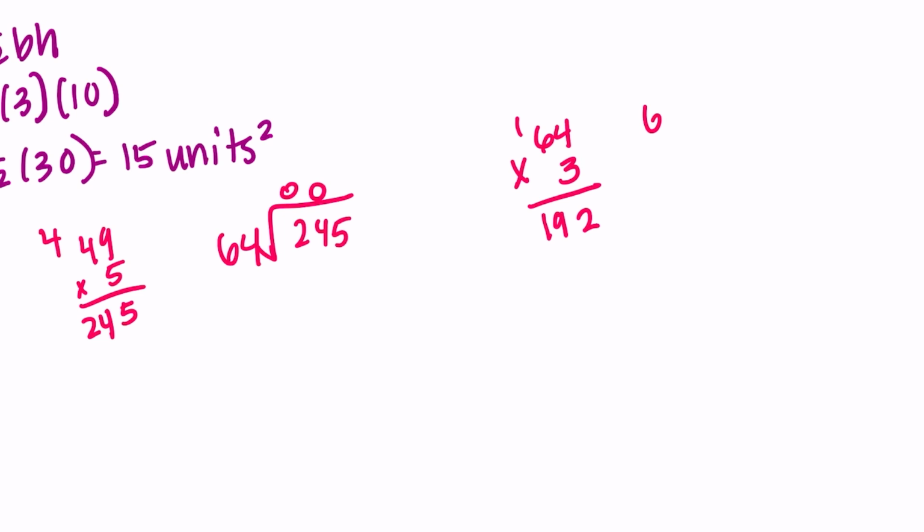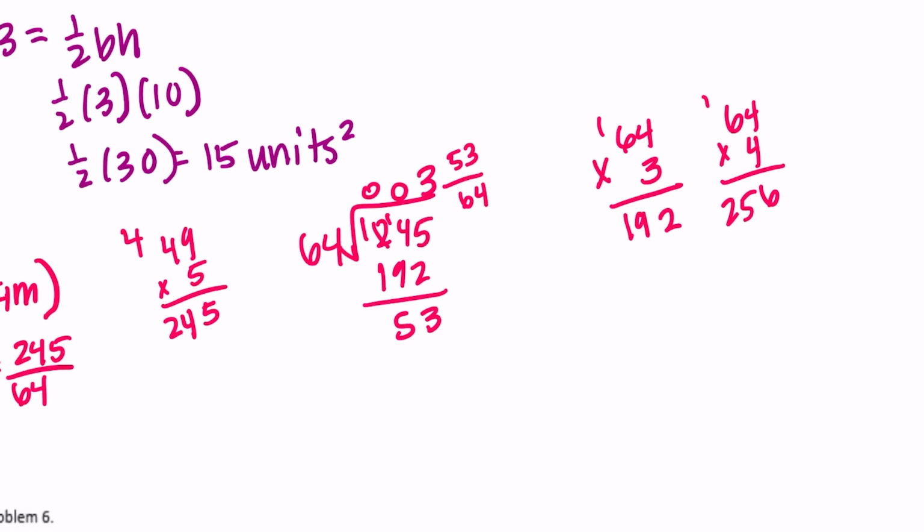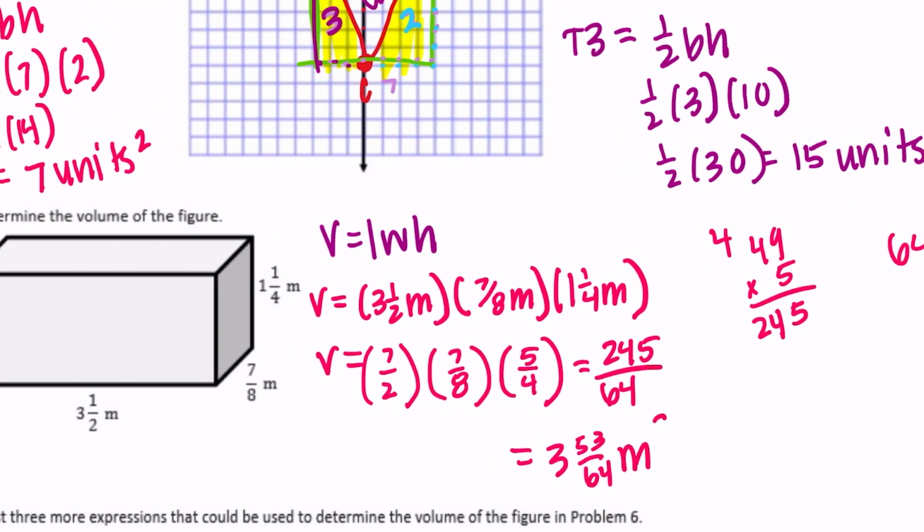I don't think it could go in another time, but let's just make sure. Yeah, 256 is too big, so it only goes in 3 times. That was 192. 14 minus 9 is 5. So we get 3 with 53 left over out of 64. So this is equal to 3 and 53/64 meters cubed is the volume.